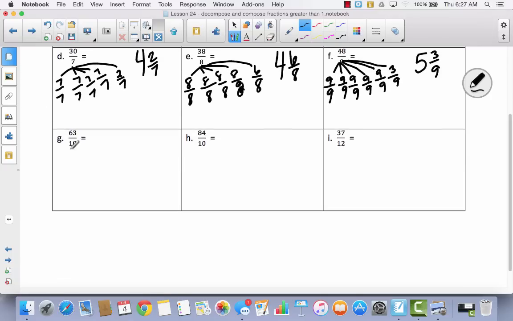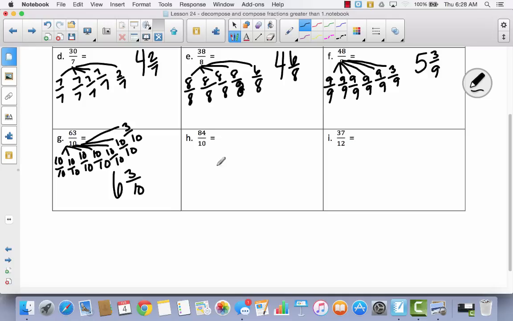Okay, let's try this one. Tens will be pretty easy. So we can do 10 tenths, that's 1. This is 20, 30, 40, 50, 60, and then I would have 3 tenths left over. So that's 1, 2, 3, 4, 5, 6, and 3 tenths.